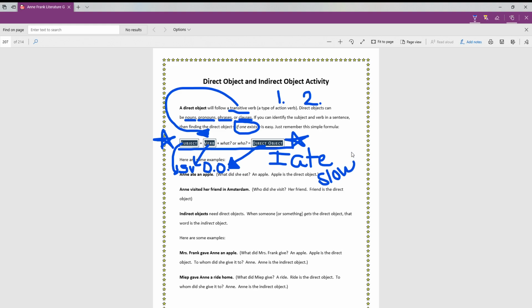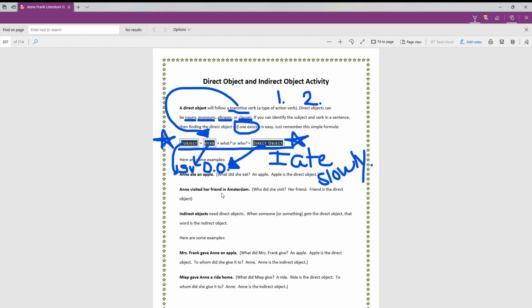There's only 3 words in the sentence. So what's the subject? I. What's the verb? Ate. It happens to be an action verb because that's something that you can do. What did I eat though? I don't know. I know how I ate. I ate slowly, but I don't know what I ate. So in this case, there's no direct object here, and ate is not a transitive verb. It's just a regular old action verb. Okay? Let's look at the next one.